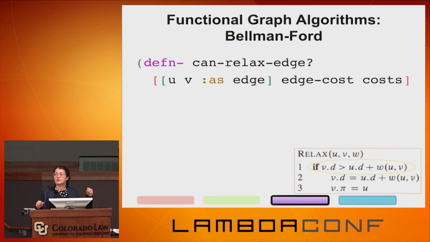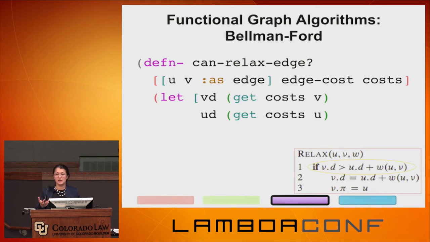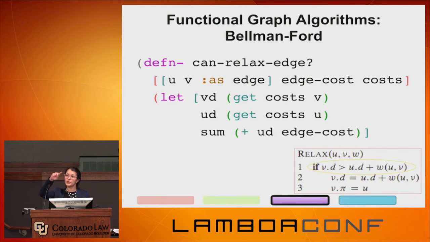Edge, which can also be referred to by its elements U and V, and then the edge cost and the cost map, the helper data structure that we created at the beginning. So now we will pull out the V distance to V by getting that from the map of costs that we computed so far and the distance to U. And now we will also compute the sum, so this is the path going through node U to node V. And now we'll just return the result of comparing them.